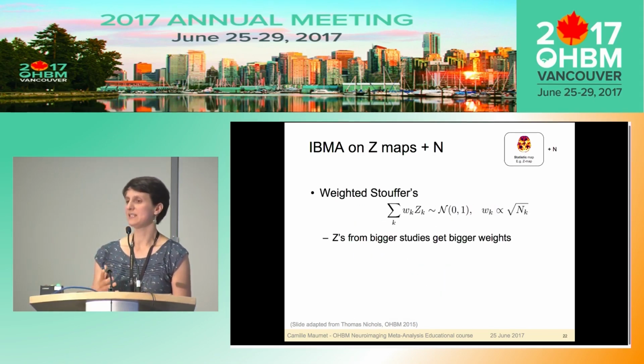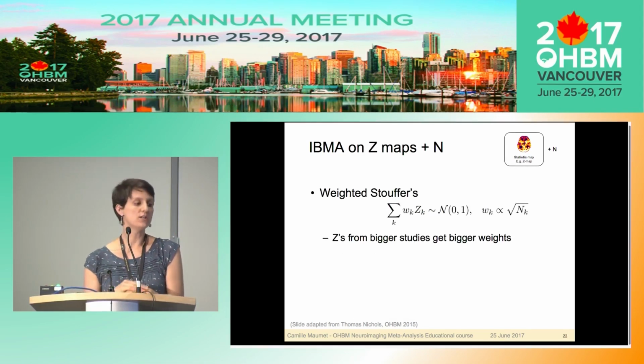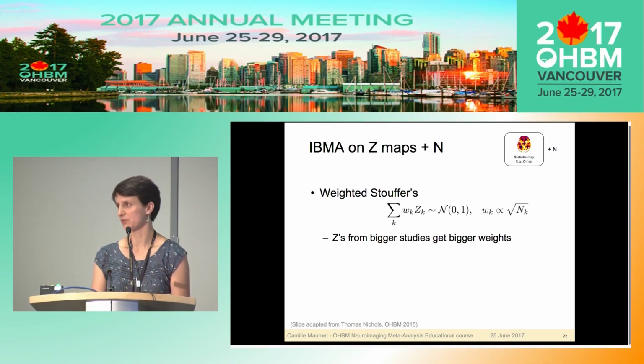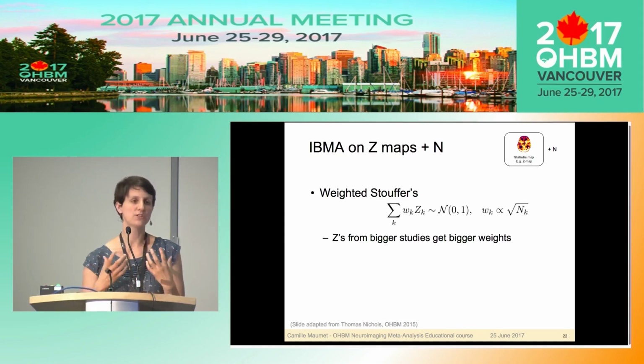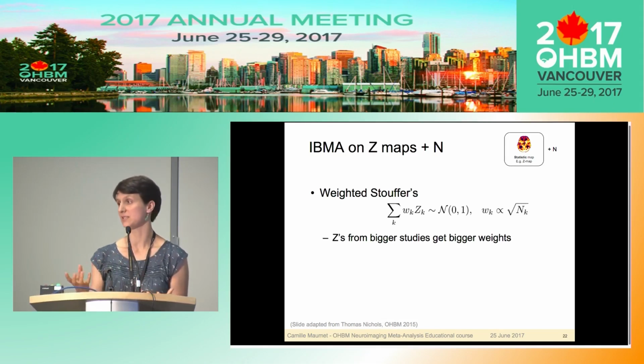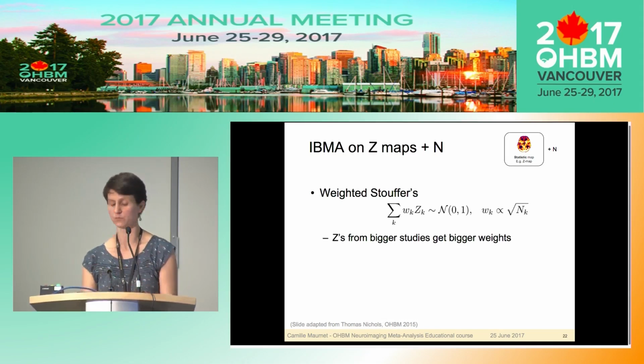If you have the Z-statistic maps and the sample size for each study, we can use a weighted version of the Stouffer's approach where you assign a weight for each study which is proportional to the square root of the sample size. So basically, you're giving a bigger weight to the study that had more subjects because you think that you get more precise estimates because you had more subjects to pull from.